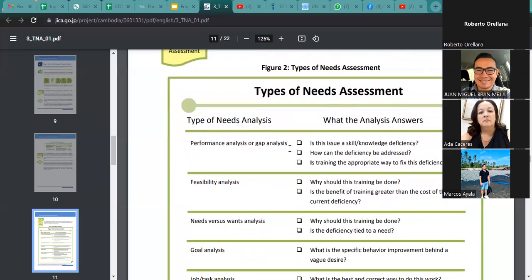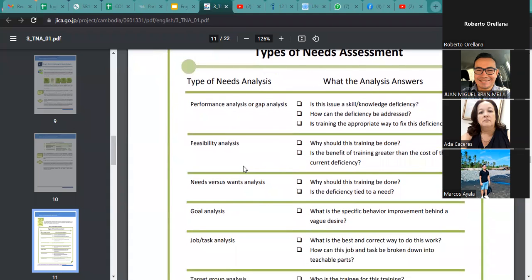There are types of analysis, for example, and what the analysis answers. Performance analysis or gap analysis. If we do this kind of analysis, we're going to answer these questions: Is this issue a skill or knowledge deficiency? How can the deficiency be addressed? Is training the appropriate way to fix this deficiency? So whenever we identify this, we can move on. Also, we can check a feasibility analysis. Why should this training be done? Is the benefit of the training greater than the cost of the current deficiency? That is very important.